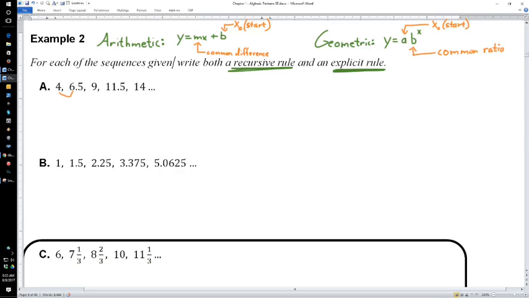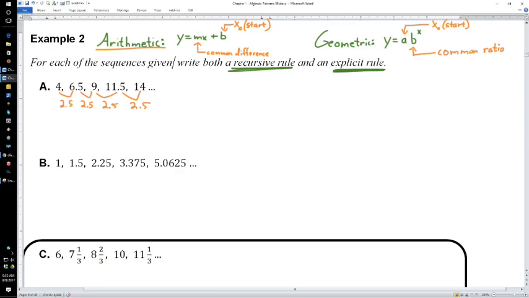Well, 6.5 minus 4 is 2.5. 9 minus 6.5 is also 2.5. 11.5 minus 9 is also 2.5. 14 minus 11.5 is 2.5. So we have a common difference. So therefore, since we have a common difference, it is arithmetic.